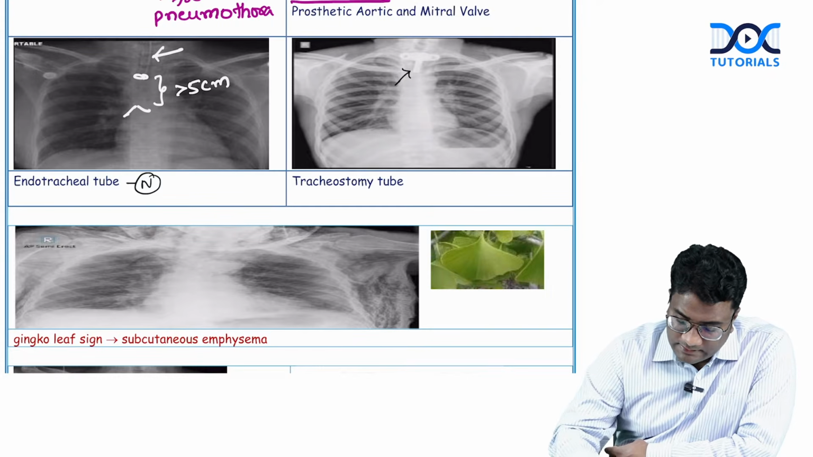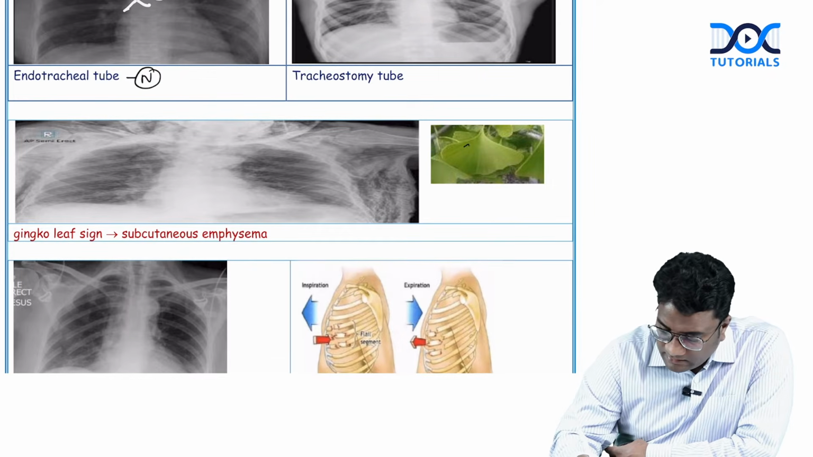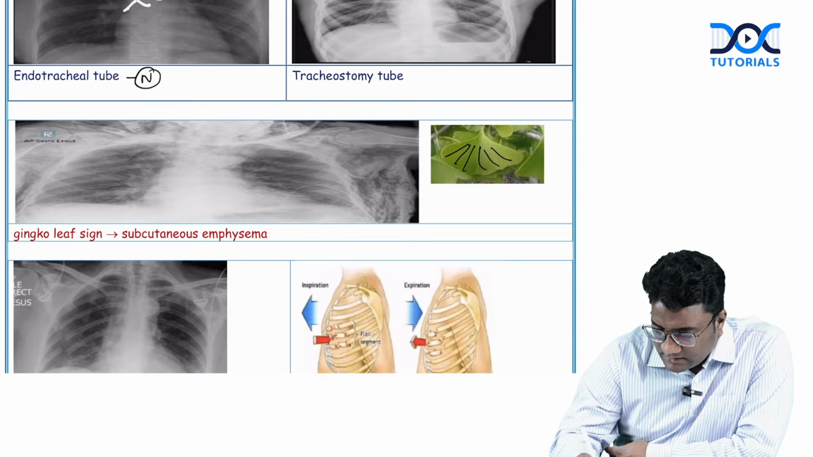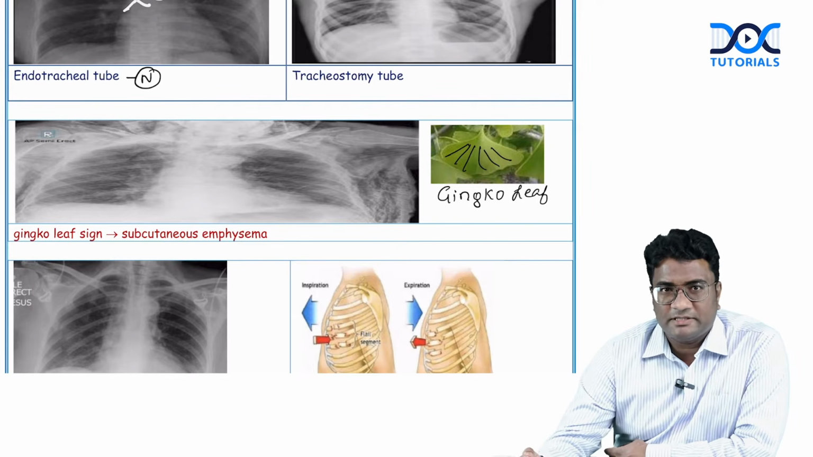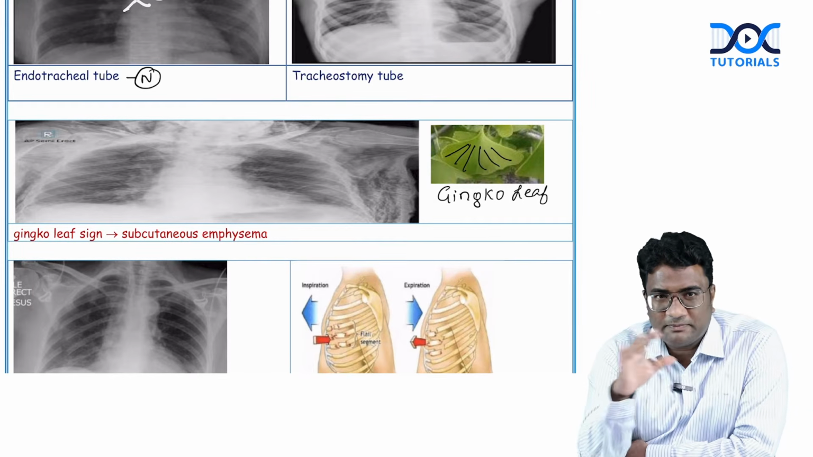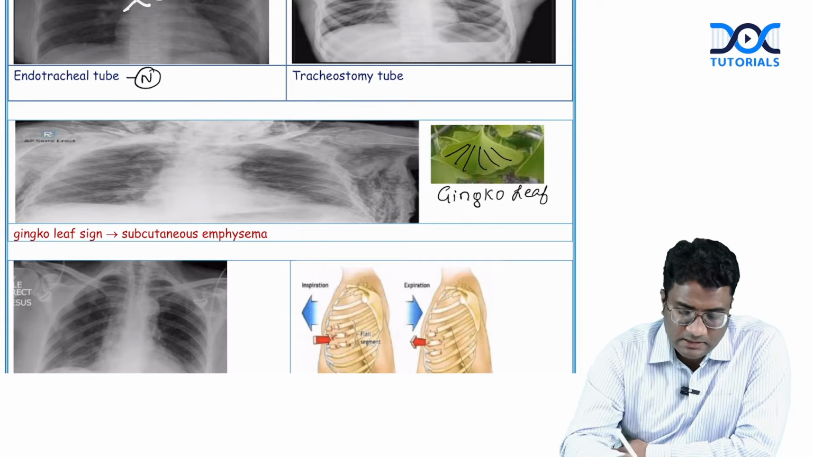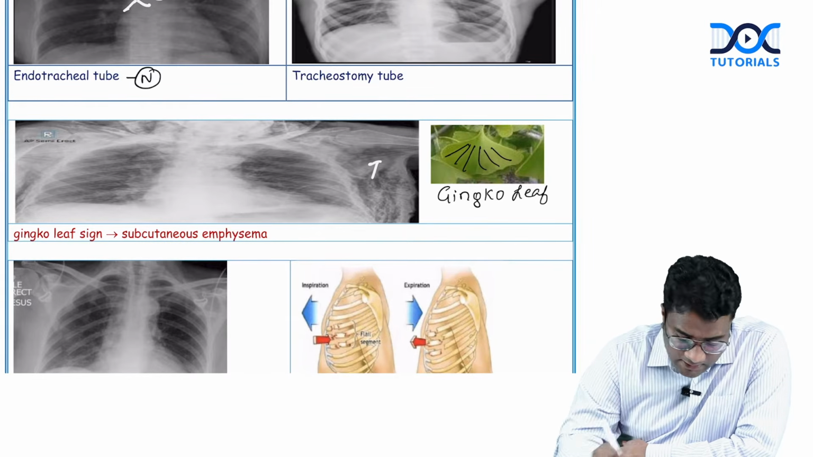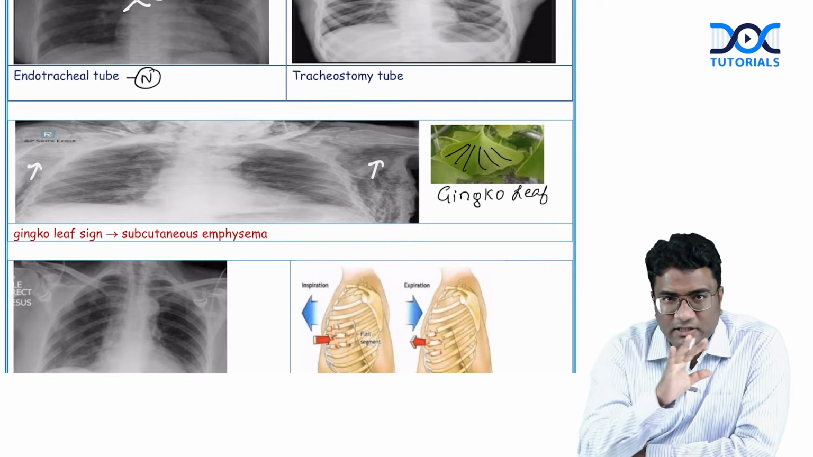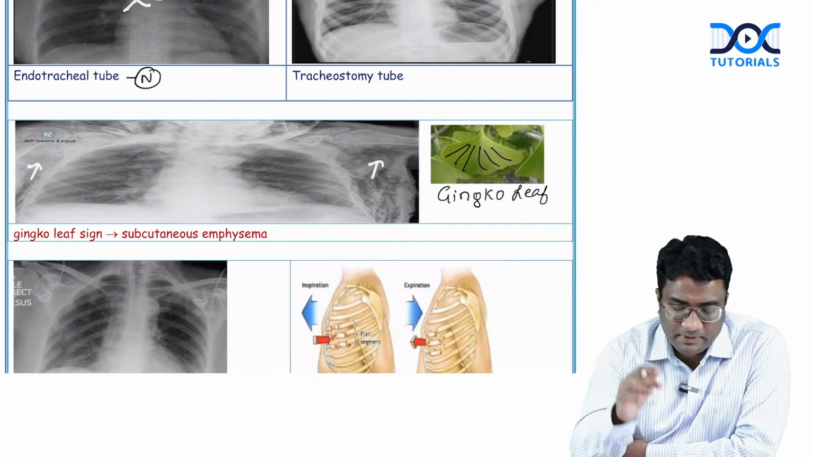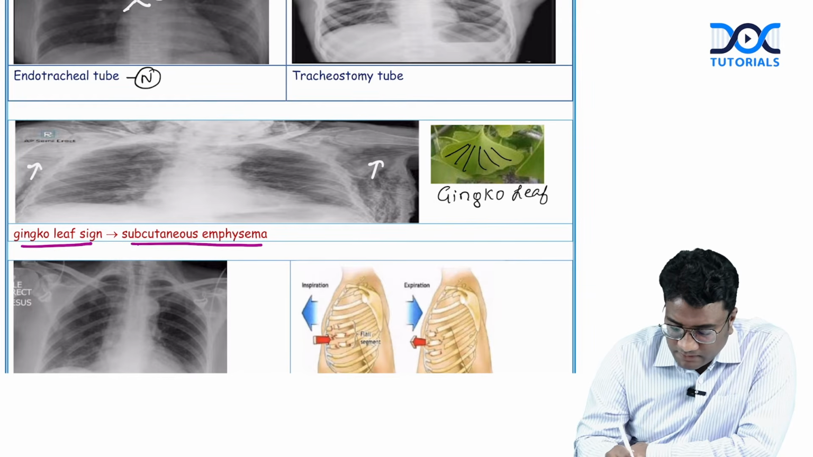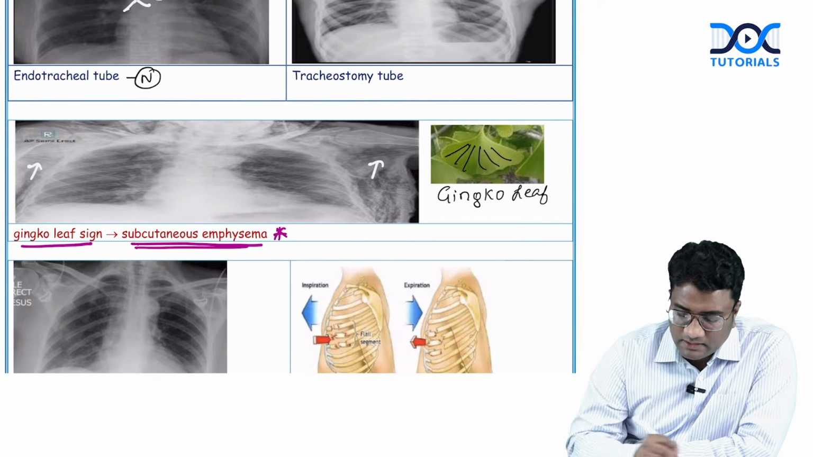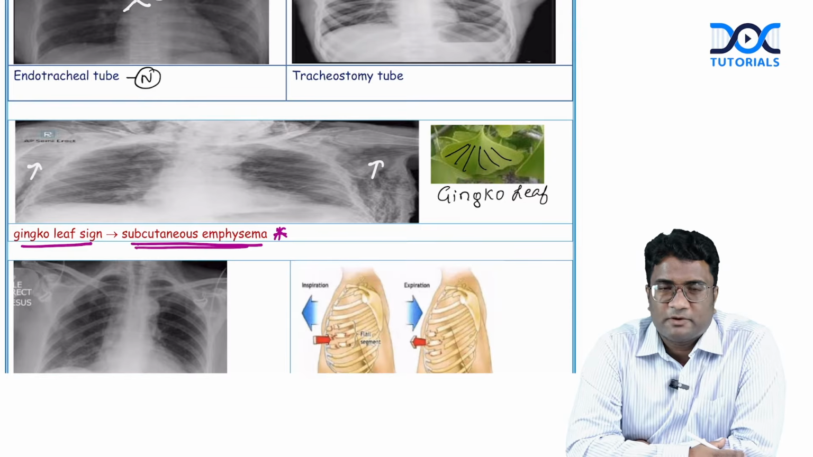And there is a leaf with radiating lines like this. This leaf is called Ginkgo leaf. When you have subcutaneous emphysema, especially along the subcutaneous planes of the pectoral muscle fibers, you see these radiating lines along the subcutaneous planes of pectoral muscle fibers. This is called Ginkgo leaf sign, a feature of subcutaneous emphysema.